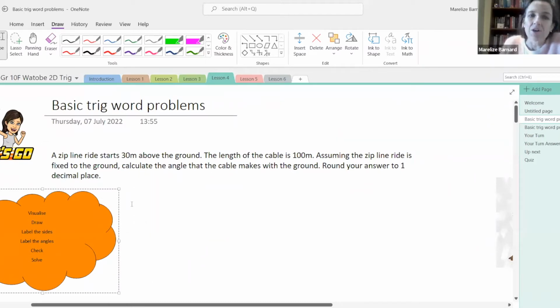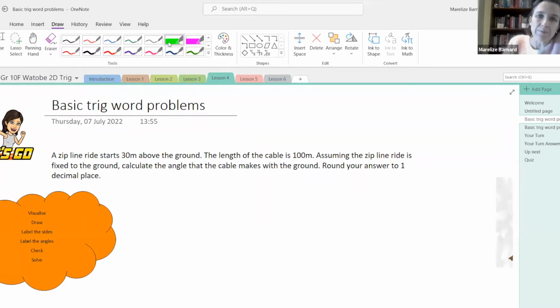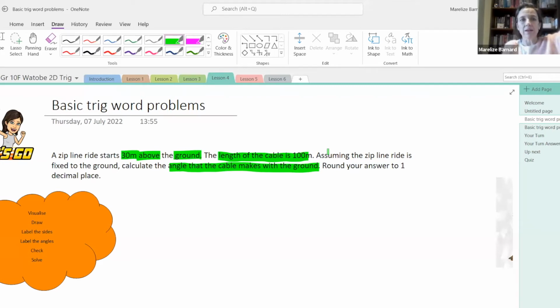Okay, so a zip line. This is going to be your next step. A zipline ride starts 30 meters above the ground. Then the length of the cable is 100 meters. So that cable length of the zip line is 100 meters. Assuming the zip line ride is fixed to the ground, calculate the angle that the cable makes with the ground. So it comes from a high point, and in this case, that point is 30 meters above the ground, and there's your cable, coming down and fixed to the ground. At what angle is that happening?